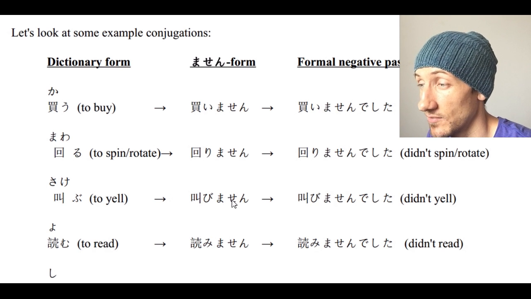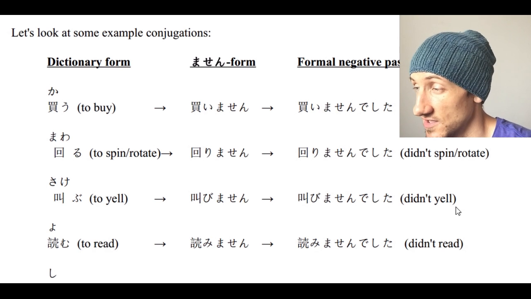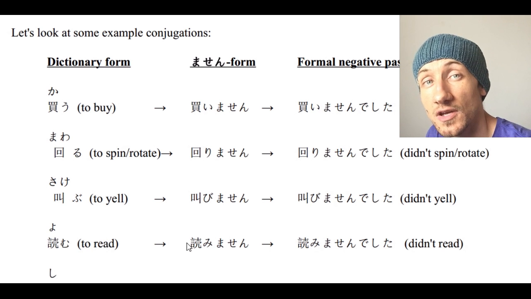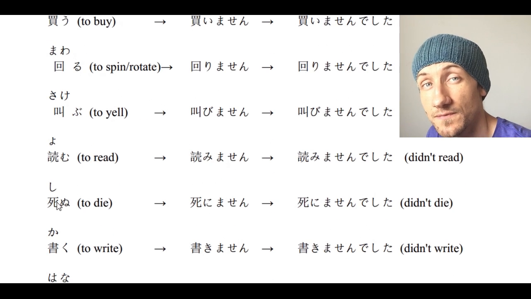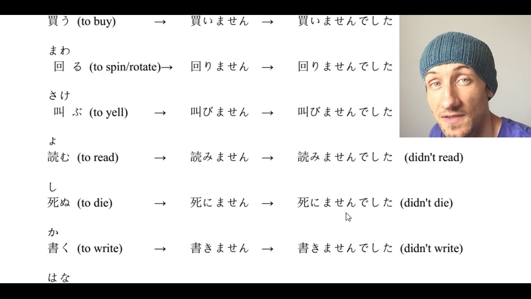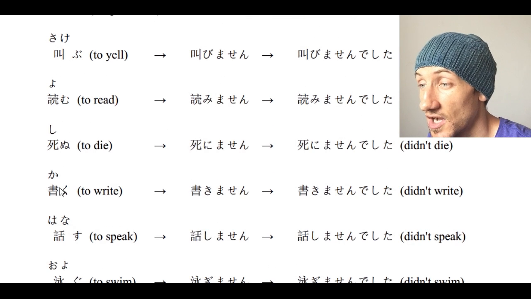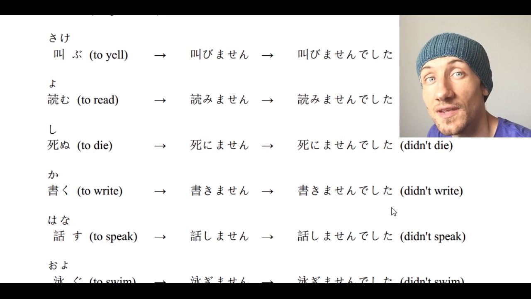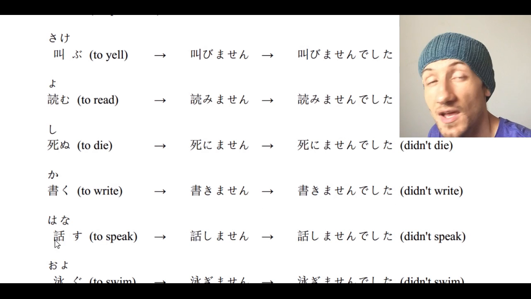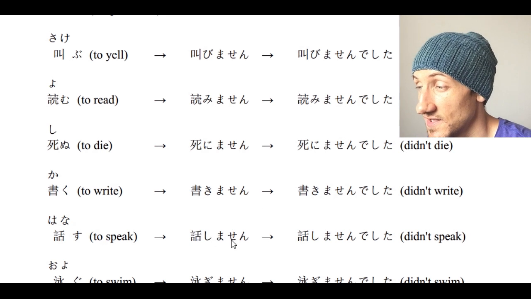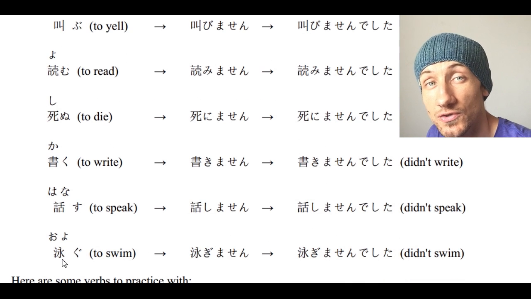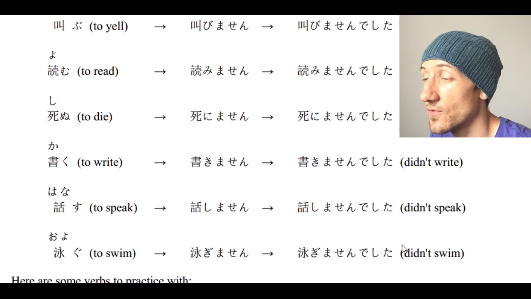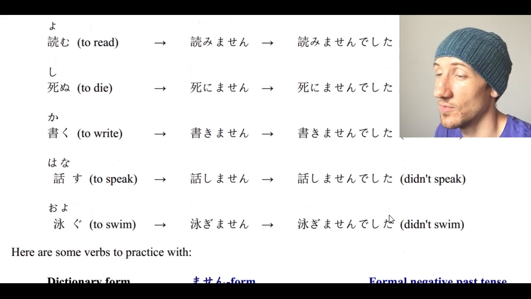Sakebu, sakebimasen, sakebimasen deshita. Yomu, yomimasen, yomimasen deshita. Shinu, shinimasen, shinimasen deshita. Kaku, kakimasen, kakimasen deshita. Hanasu, hanashimasen, hanashimasen deshita. And last one, oyogu, oyogimasen, oyogimasen deshita. So that's it. Really straightforward. Just adding deshita to the masen form of our verb.